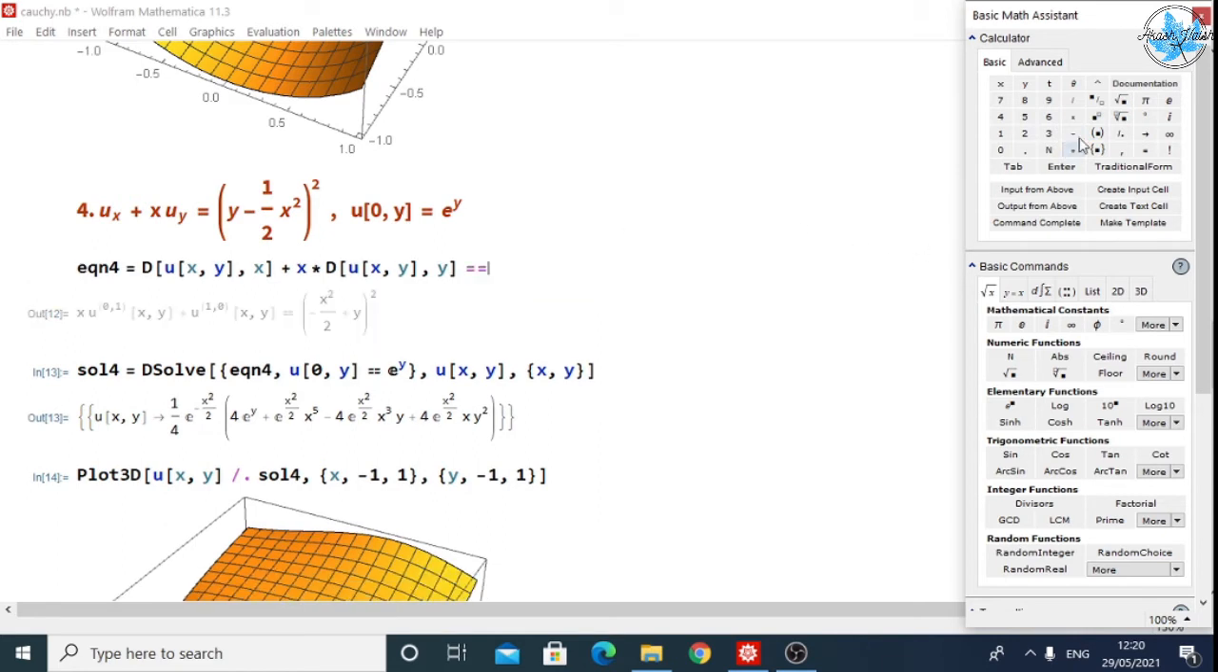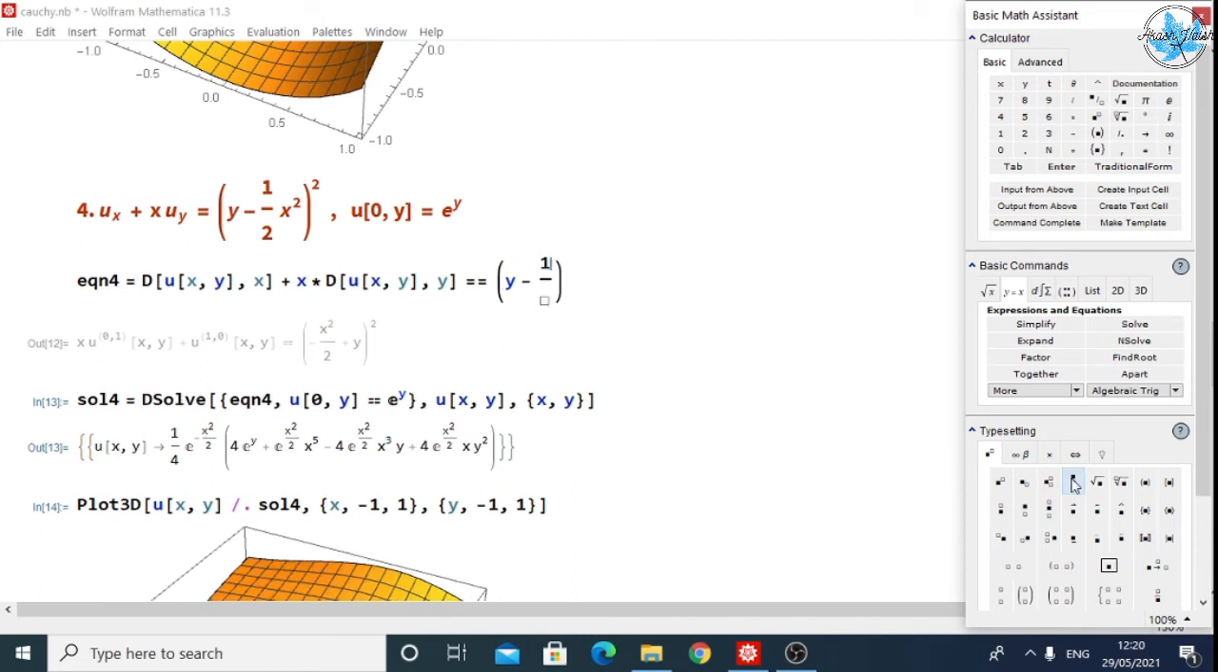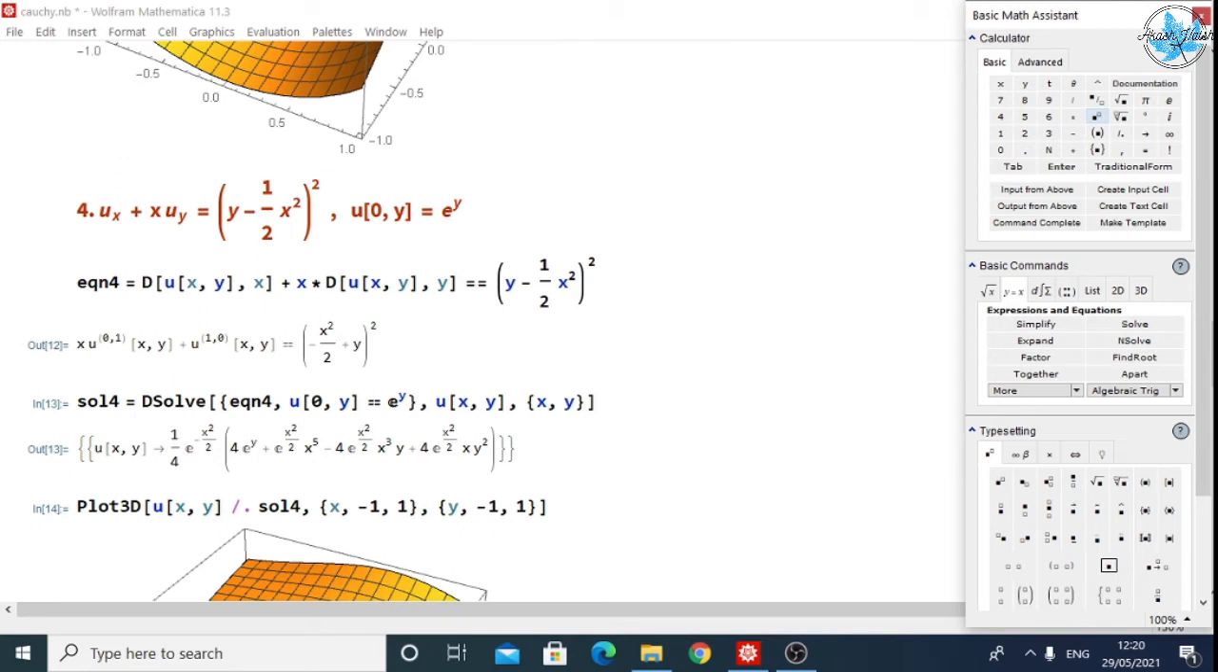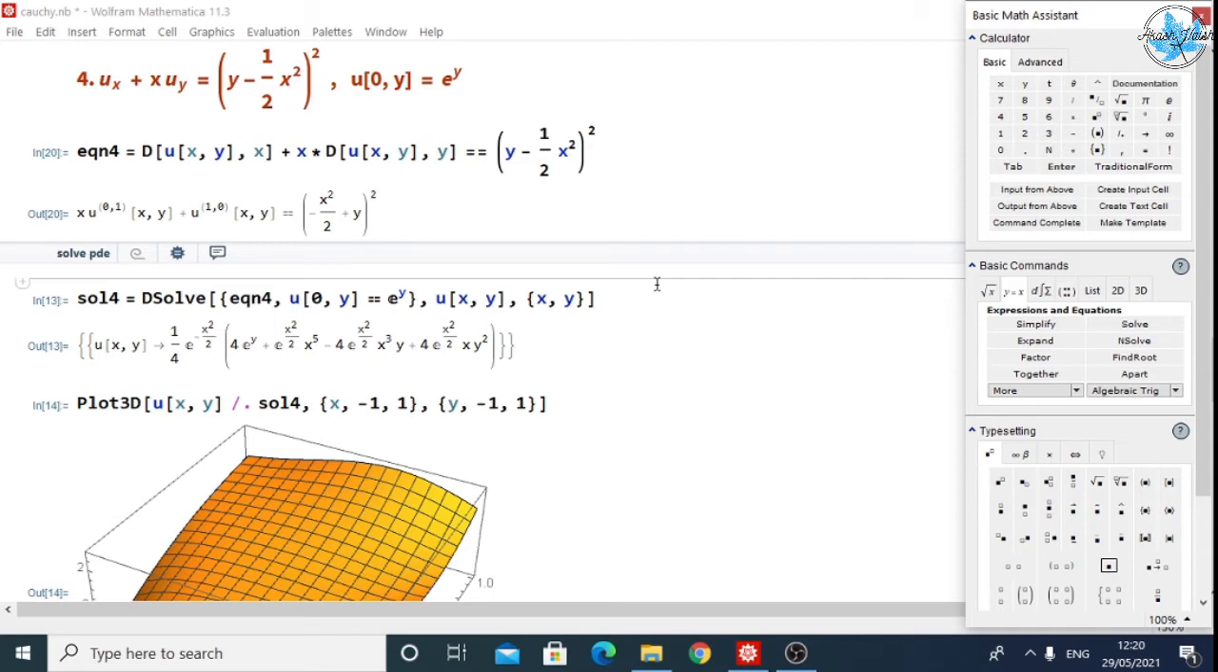Just go here, use this palette section, write the y minus, then go here and get the fraction palette, then 1 by 2, 1 by 2. Now x square, and then whole square. Okay, so you can see how to write using the palette, then Shift plus Enter, then see this will be your answer. Now we will solve this equation by simply using the DSolve command.